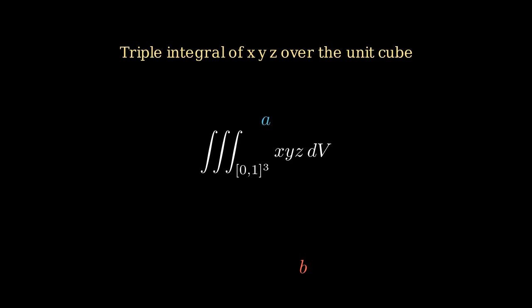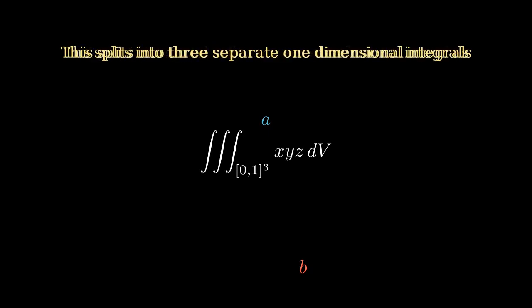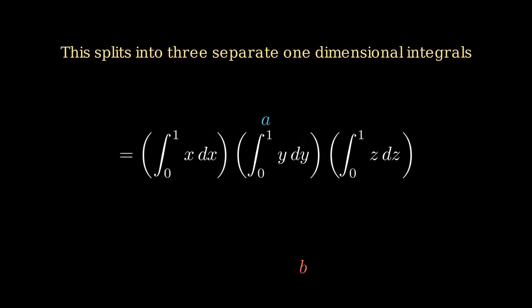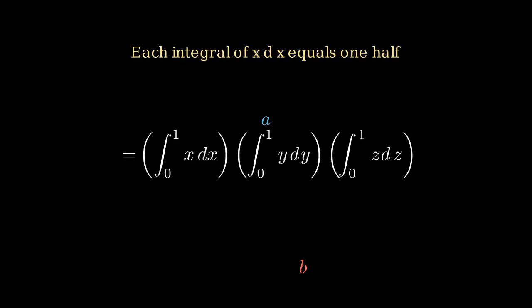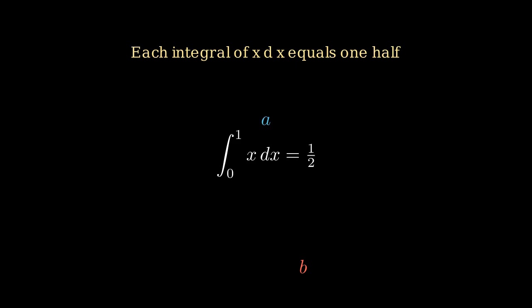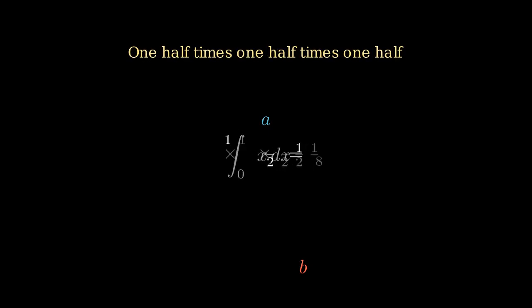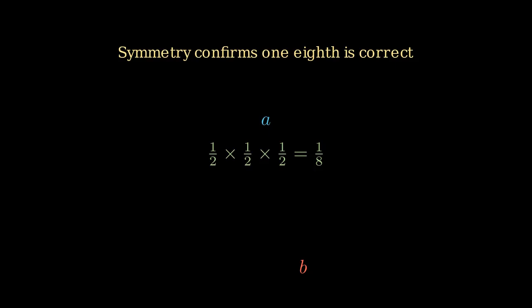Because the integrand factors neatly, this triple integral splits into 3 separate one-dimensional integrals multiplied together. Each one is the integral from 0 to 1 of x dx, which evaluates to 1/2, and the same result holds for y and for z. Multiplying these together, 1/2 times 1/2 times 1/2 gives 1/8. As a check, since the cube is symmetric in x, y, and z, it makes sense that all 3 factors are identical, confirming 1/8 is correct.